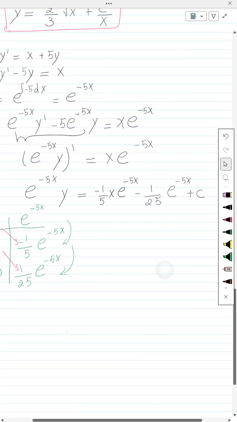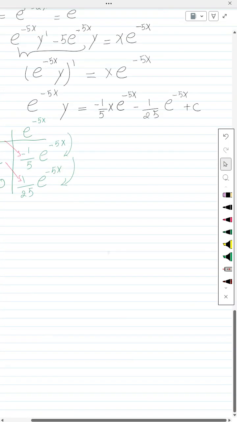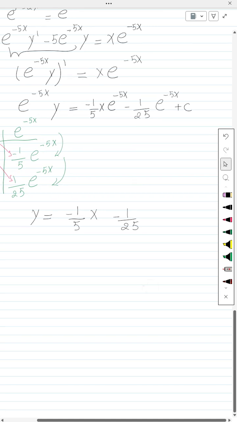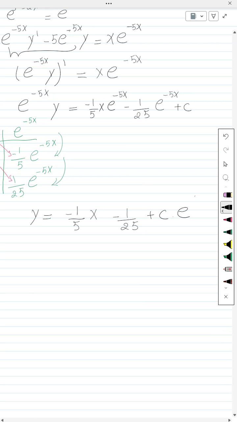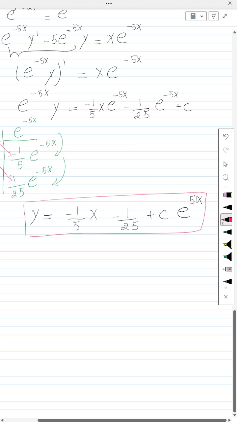Now to obtain y by itself, we need to multiply the equation by exponential 5x. So it's going to be y equal to minus 1 over 5 x, minus 1 over 25, plus c times exponential of 5x. So this is the general solution for the differential equation that we have seen.